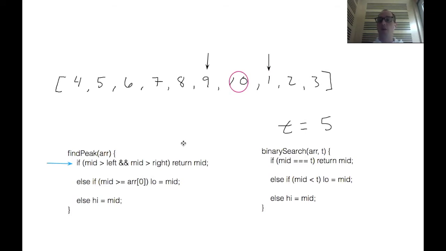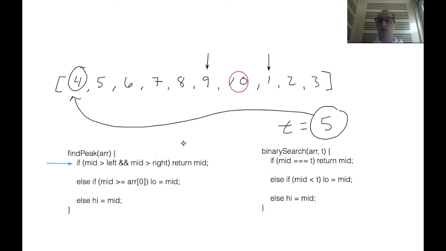So we know we've found our peak, right? So now we just need to decide which side of the peak we need to search on. We can easily accomplish that by looking at our target and checking to see if it's greater than or equal to the first item in the array. Well, it is greater than or equal to the first item in the array, so we know that it's part of this group of numbers on the left side of the peak.